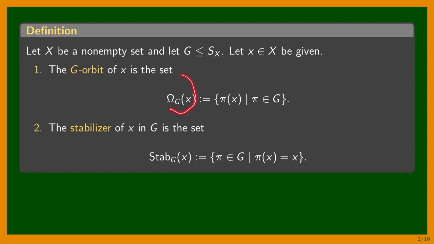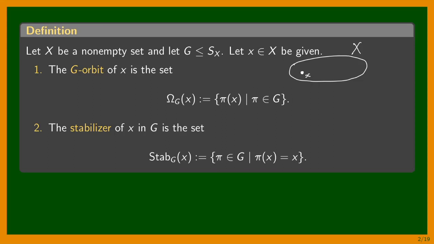Ang laman ng G-orbit of x is the set of all images pi of x where pi is in G. Ang gagawin mo, lahat nung nasa G, i-apply mo sa particular point na x na yun. Parang ito yung X. Medyo lalakihan ko. Alright, si X. Ito yung little x, no?